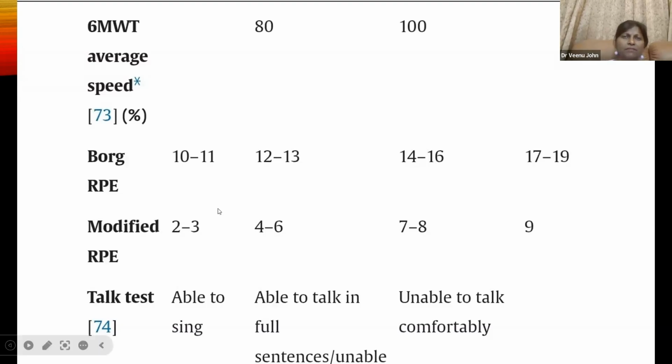So, to be simple, we can say that if somebody is doing an activity, like a brisk walk, and is able to sing, then it is low intensity activity. If they can just form sentences but can't sing, it is moderate intensity activity. If they are unable to talk even, then it is a high intensity activity for that person.